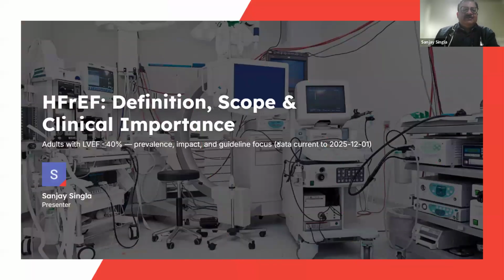So the topic for today's discussion is heart failure, that is HFrEF: definition, scope, and clinical importance. All my colleagues must be very well versed with heart failure with reduced ejection fraction. It is LVEF less than 40%. So any patient having LVEF less than 40%, we can label as a patient of heart failure with reduced ejection fraction, because as per the latest guidelines, 40 to 50% is the mildly reduced type, and more than 50% is preserved ejection fraction.